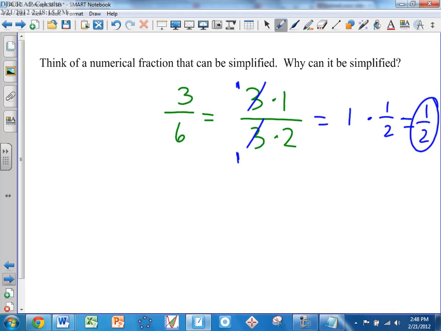So where does simplification come from? It comes from factoring, really. You're factoring this into its common factors, and then you're canceling those factors.